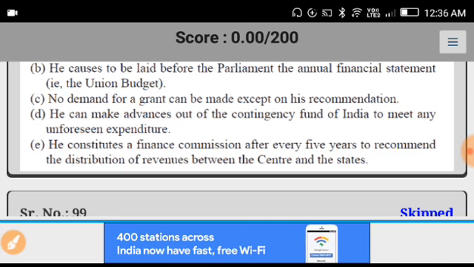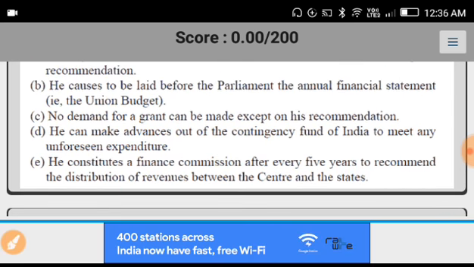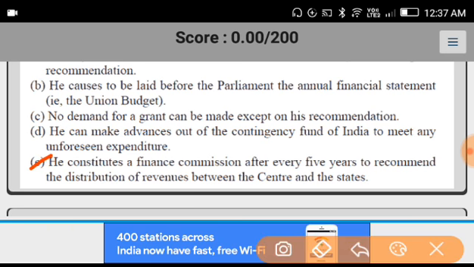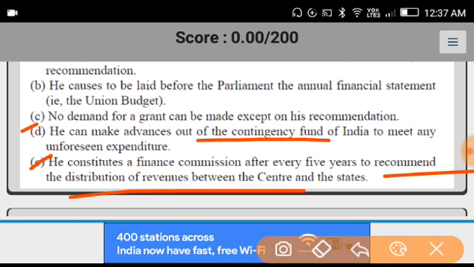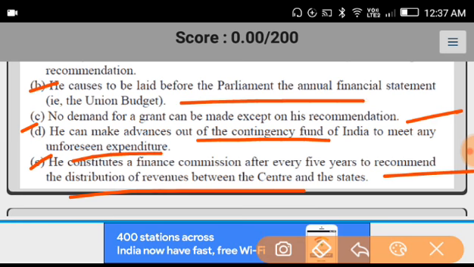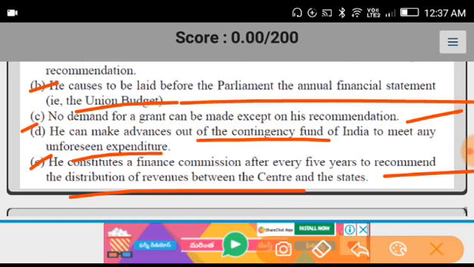So please remember, he constitutes a finance commission after every 5 years to recommend the distribution of revenue between the center and the states, and he can make advances out of the contingency fund of India to meet any unforeseen expenditure. No demand for a grant can be made except on his recommendation. He causes to be laid before the parliament the annual financial statement, that is the union budget.